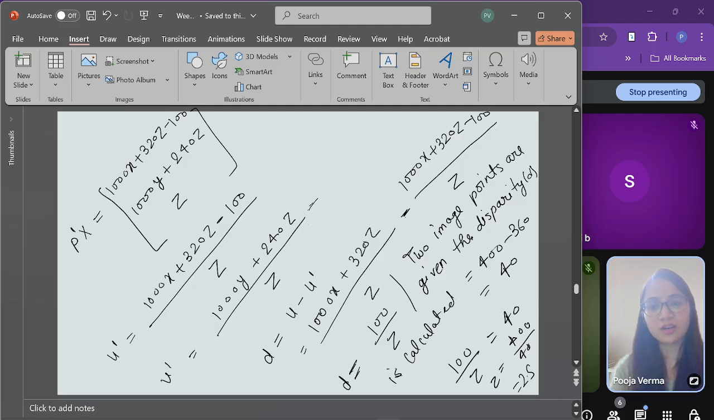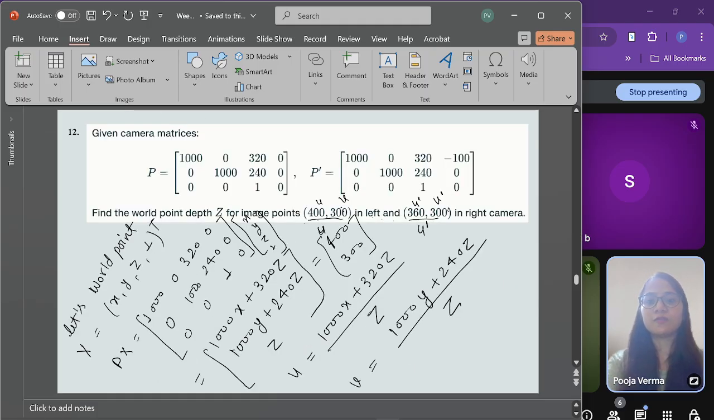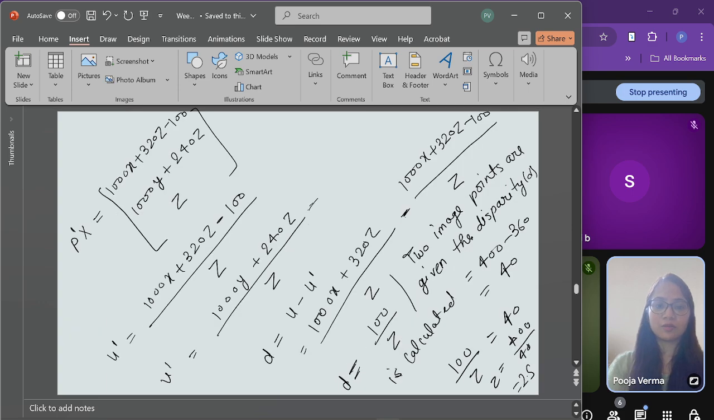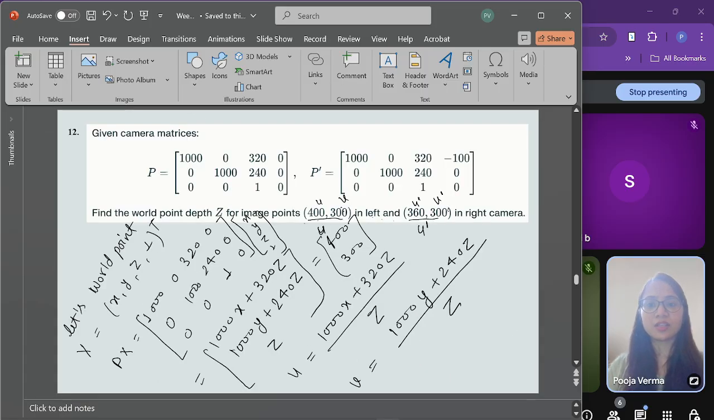Okay, so have you understood? From the projection matrix, assume the world point capital X, calculate the left and right image planes and the values u and v, and calculate the disparity from u minus u dash. From the image points you get a disparity of 40, and equating it with what you got in equation form, you get the world point depth Z, which is 2.5.